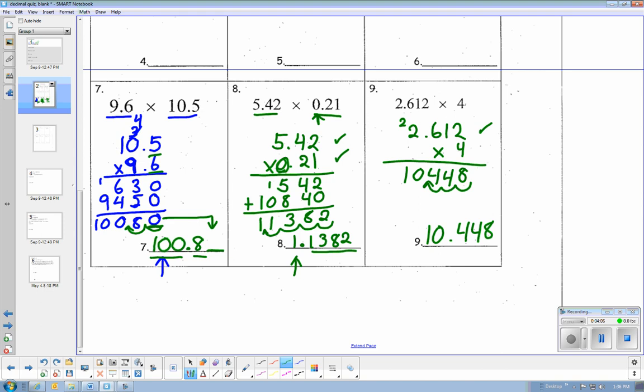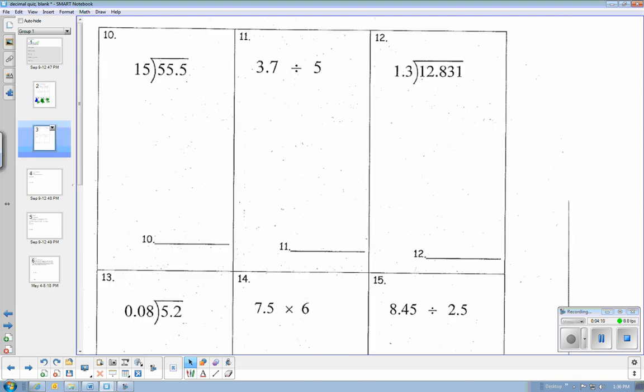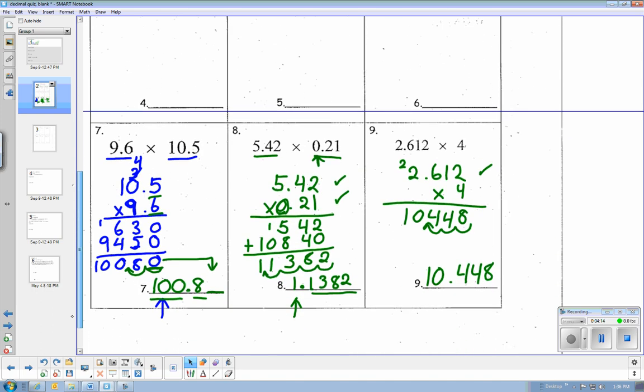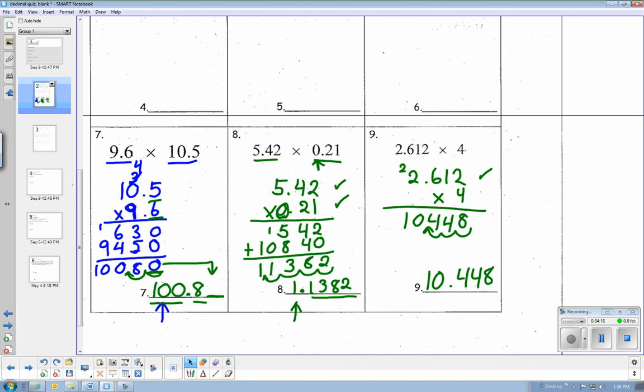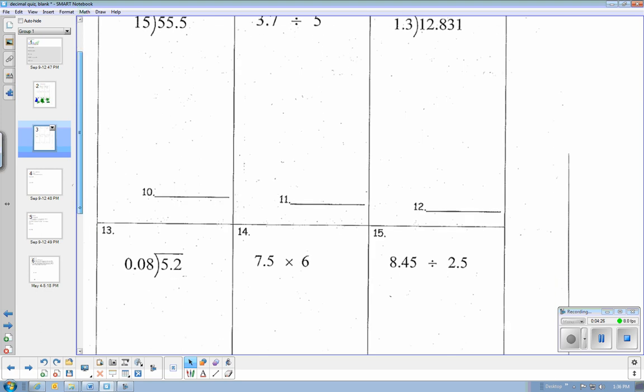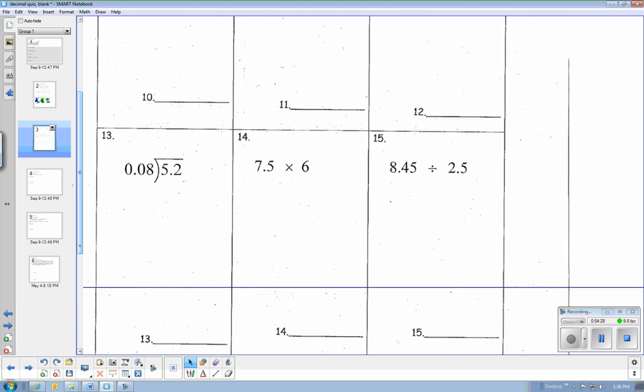10.448. And there's another multiplication problem snuck in on the second page. Sorry if you need to take a look at that a little bit more. Let's see. This answer here, this means 10 and 448 thousandths. Let's scoot to the next page. And there is a multiplication down at the bottom here.